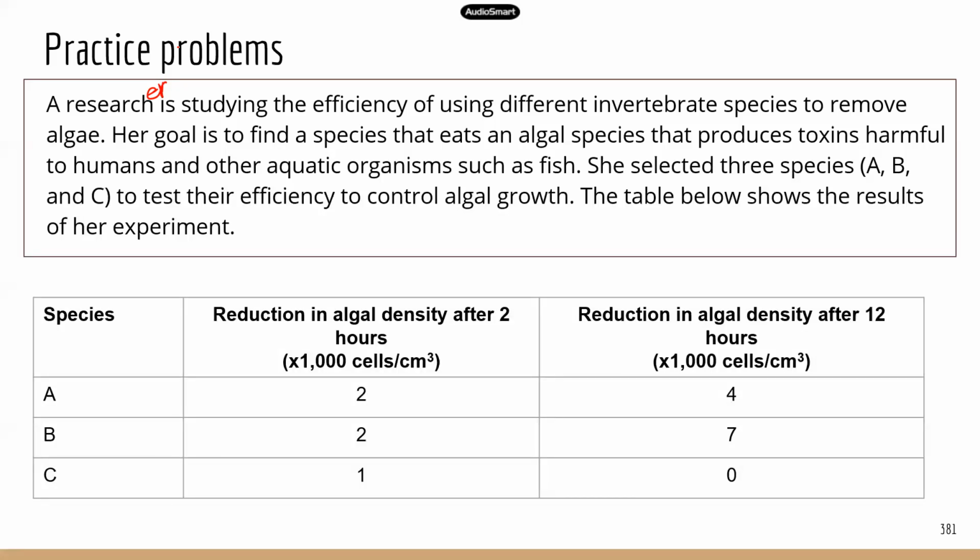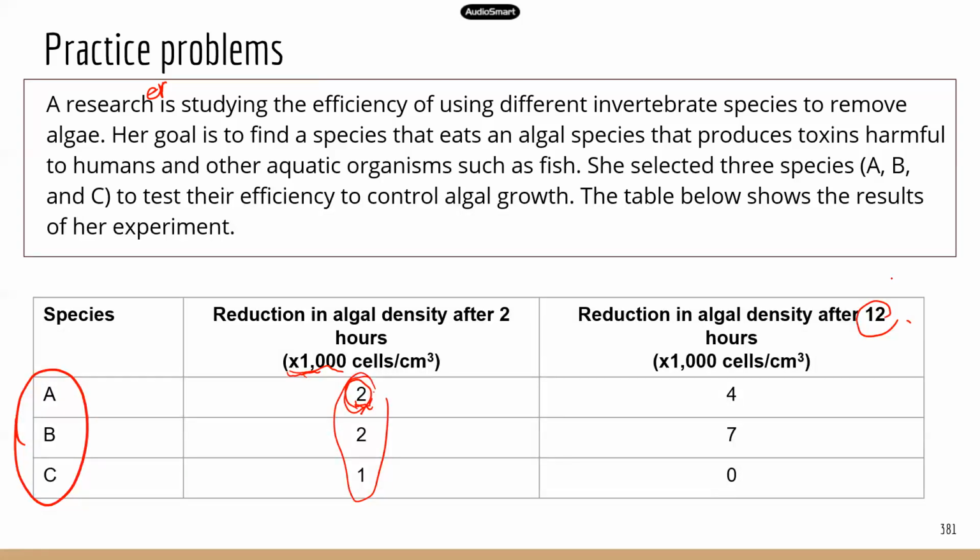Now, basically, whichever species that can eat the most amount of algae will be the winner, right? That's what the researcher is trying to look for. So the table below shows the results of her experiment. So these are different species. And reduction in algal density after 2 hours. And the next column is a reduction in algal density after 12 hours.